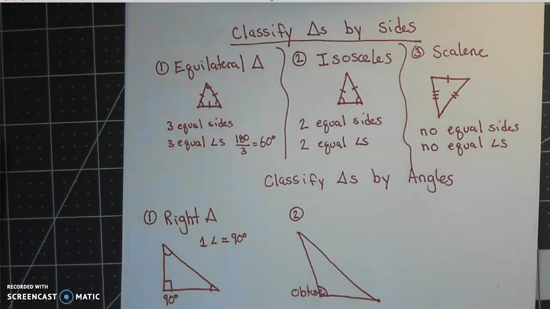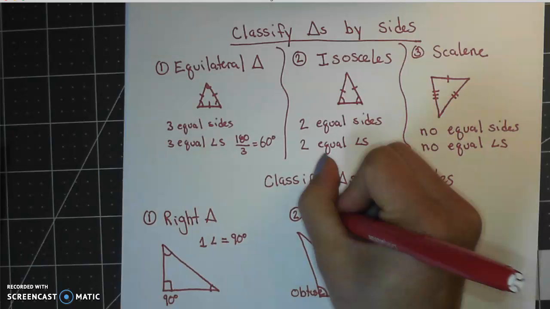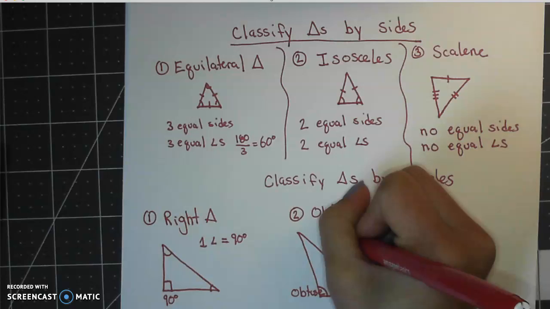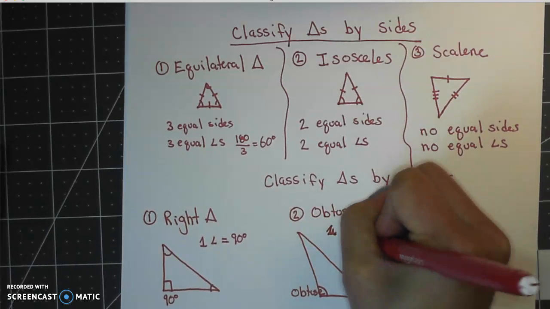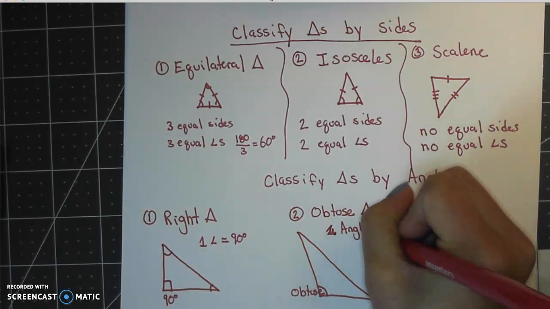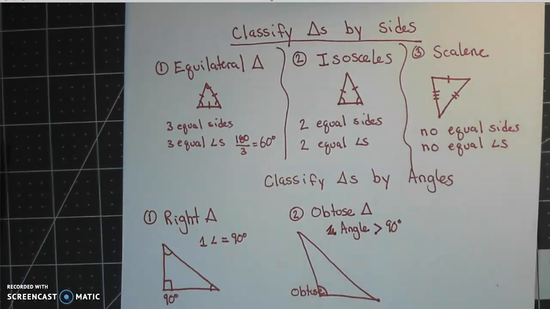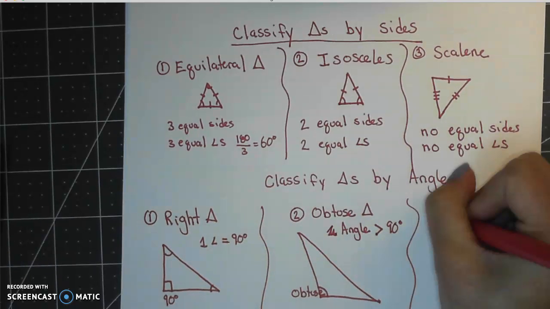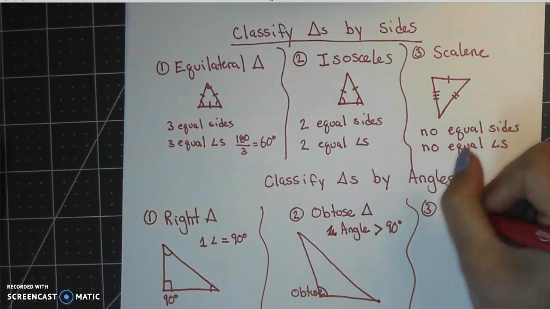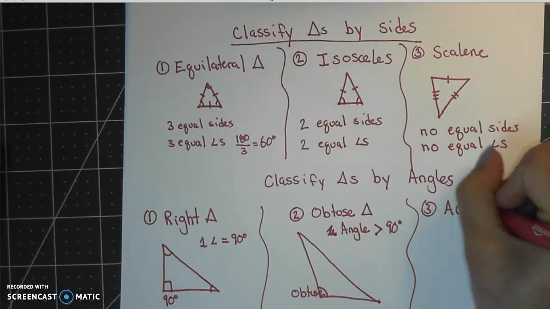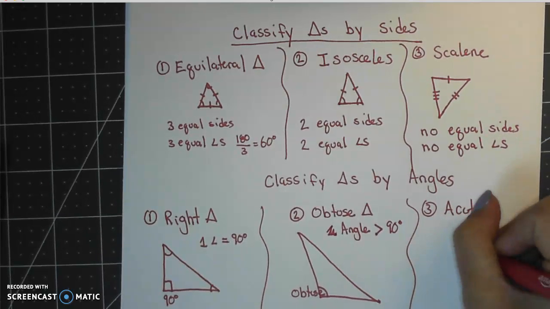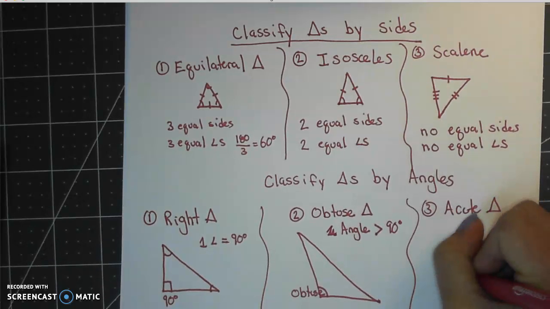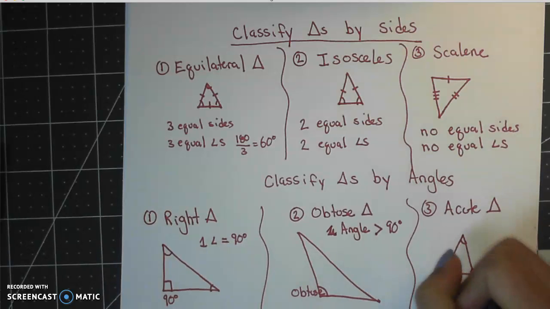So this is an obtuse triangle. And if you remember, obtuse is an angle greater than 90 degrees. And then the last type of triangle based on angles is something called an acute triangle, which hopefully you also remember, and that's a triangle that only has acute angles.